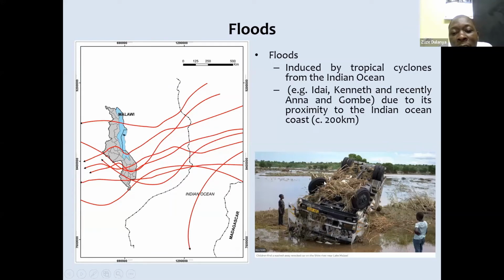And on the right, you can see, for example, a washed out vehicle, which was devastated due to the effect of the tropical cyclone that recently hit us, Anna. Following this, we've also had another tropical cyclone called Gombe, just this year alone. So Malawi is from time to time affected by these tropical Indian cyclones that go inland, and they have huge implications for flooding, but also the geomorphological landslides that I talked about earlier on.